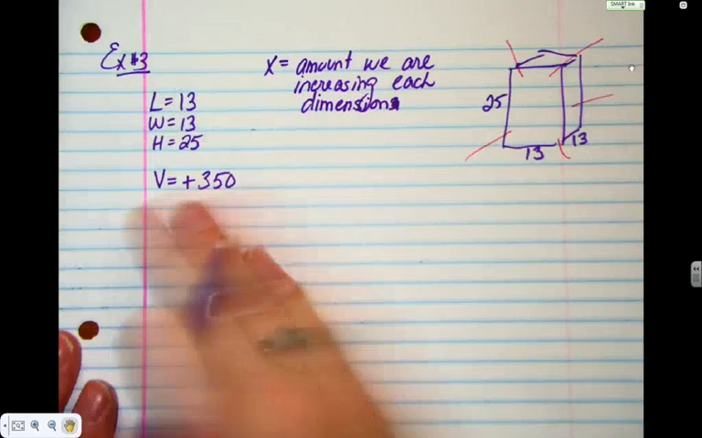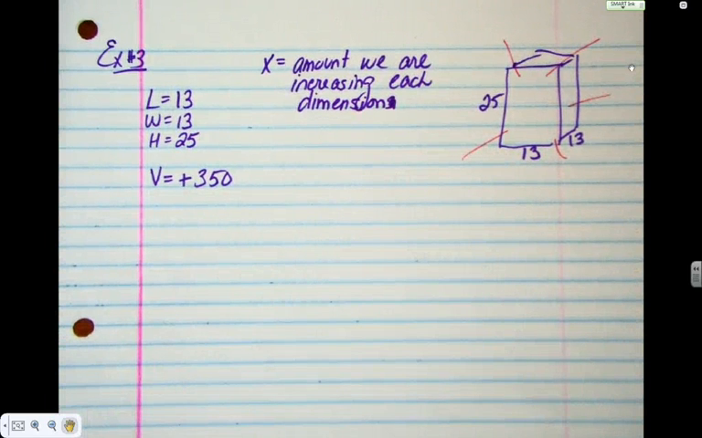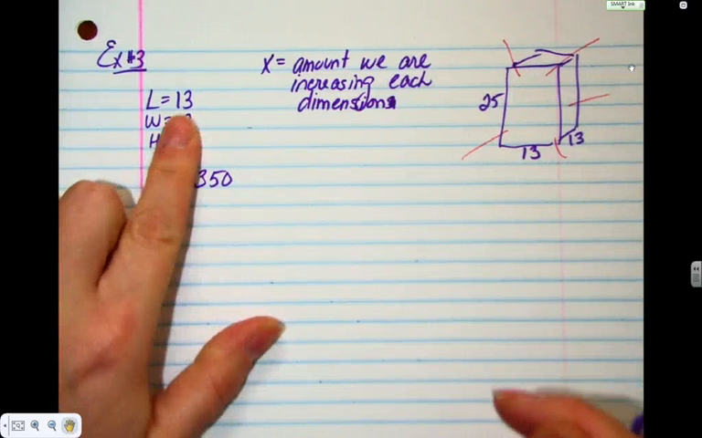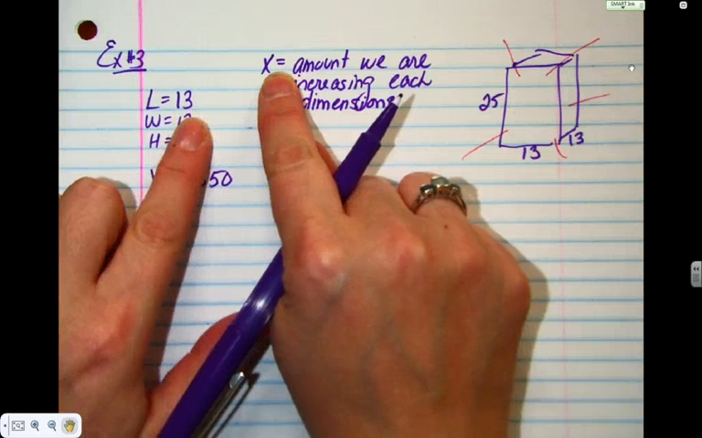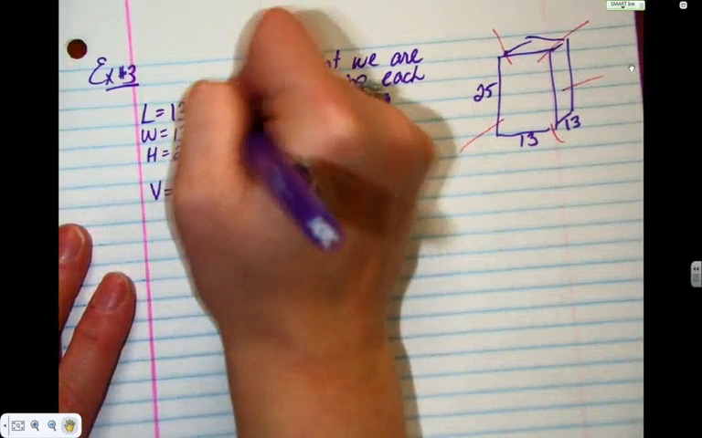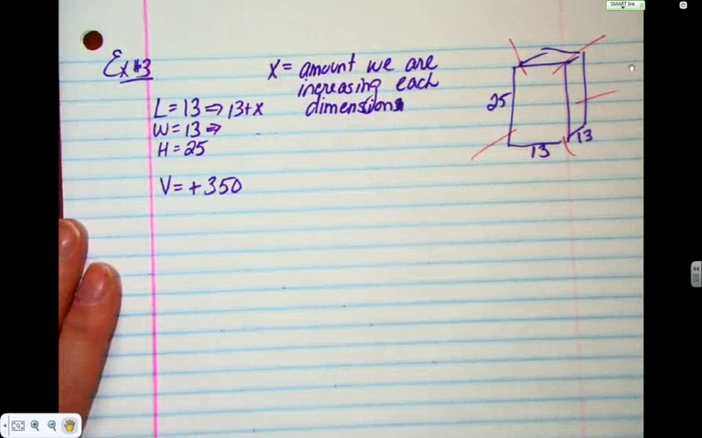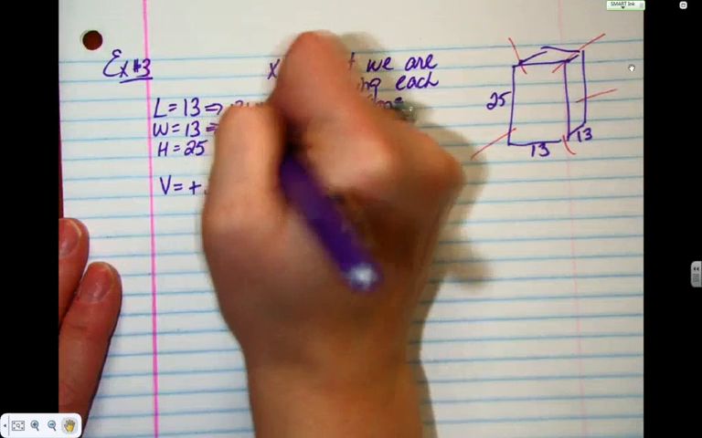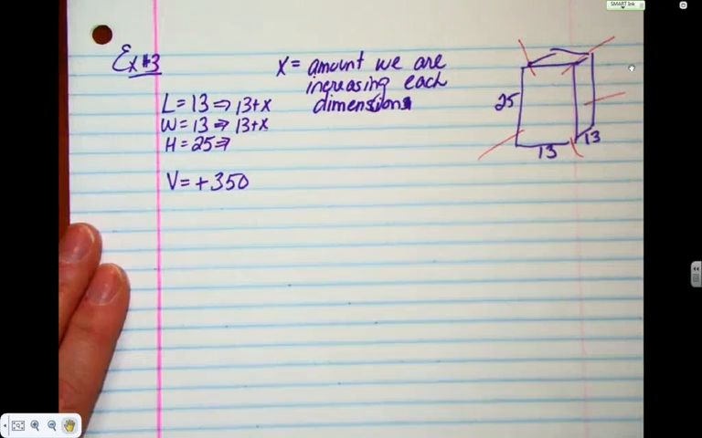Again, some people like to list, some people need a diagram, some people need to define a variable, all great tips. Okay, so if the length right now is 13 and we're adding x to it, what's the new expression for the length? 13 plus x. Okay, what's the new expression going to be for the width? 13 plus x. What's the new expression going to be for the height?